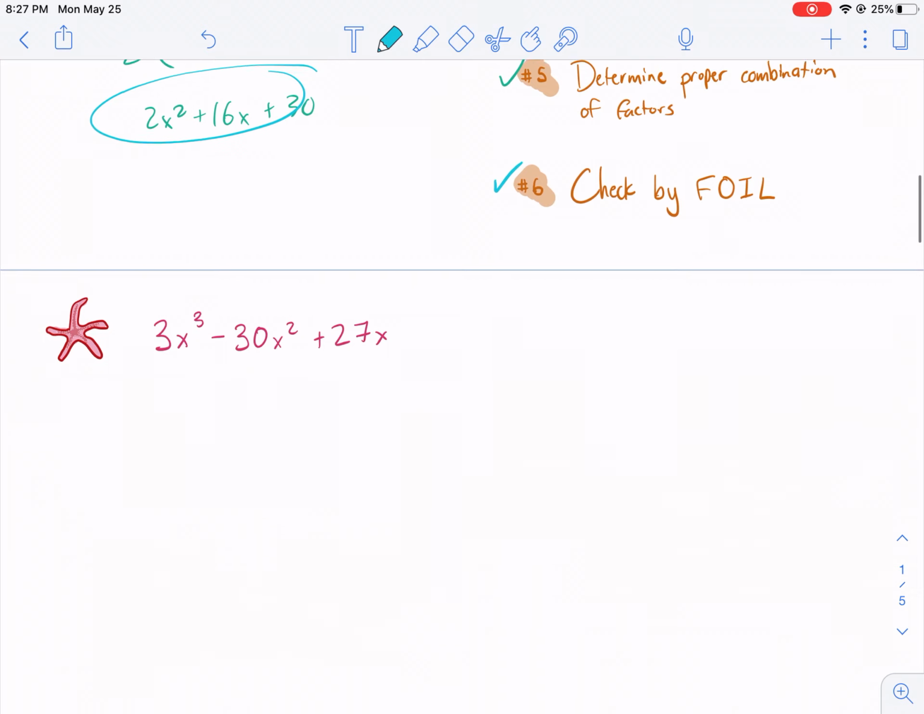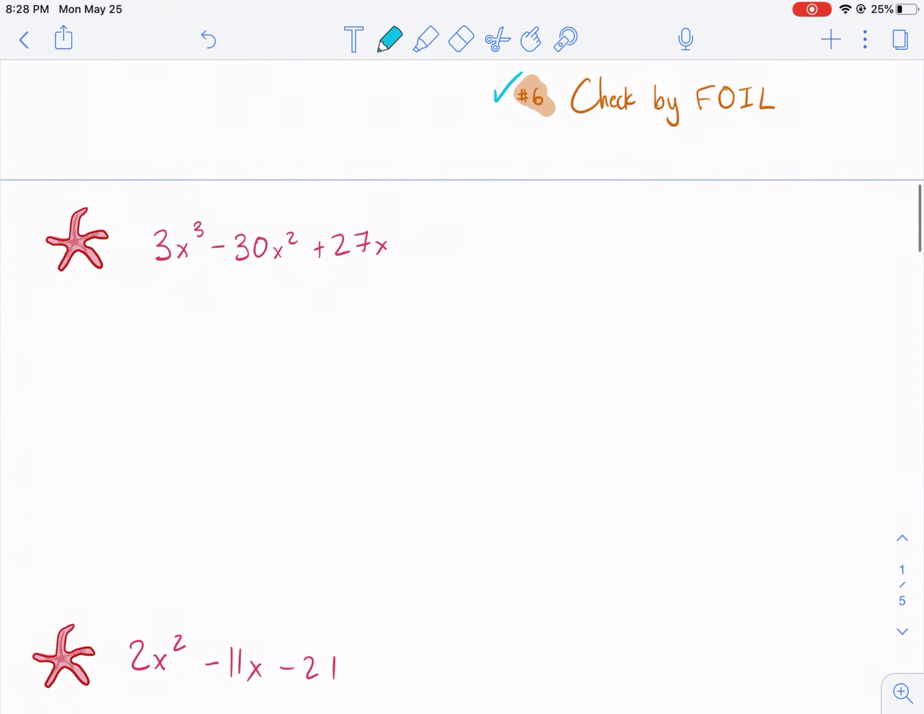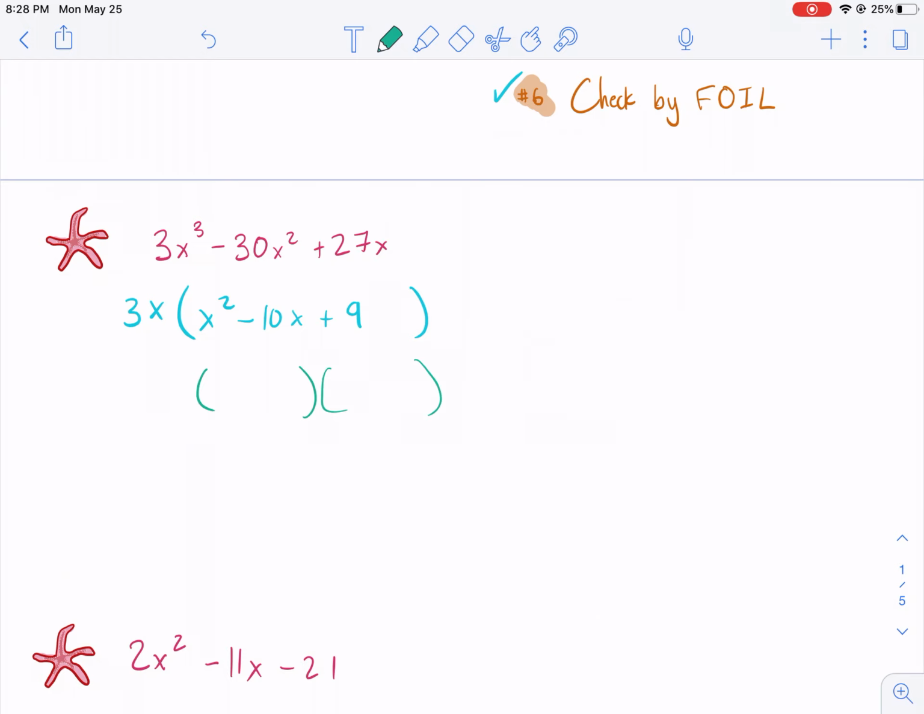Let's do this next one a little bit quicker, but we're going to apply these same steps. First, we're going to look for the greatest common factor. As you can see here, we have common factors for both the variable and the numerical coefficients. So we can factor out an x in each one of these and also a 3. We're going to factor out 3x from all of these. What are we going to be left with? We're going to be left with x squared minus 10x plus 9. Now we're going to set up our two parentheses. Don't forget about the 3x out in front.